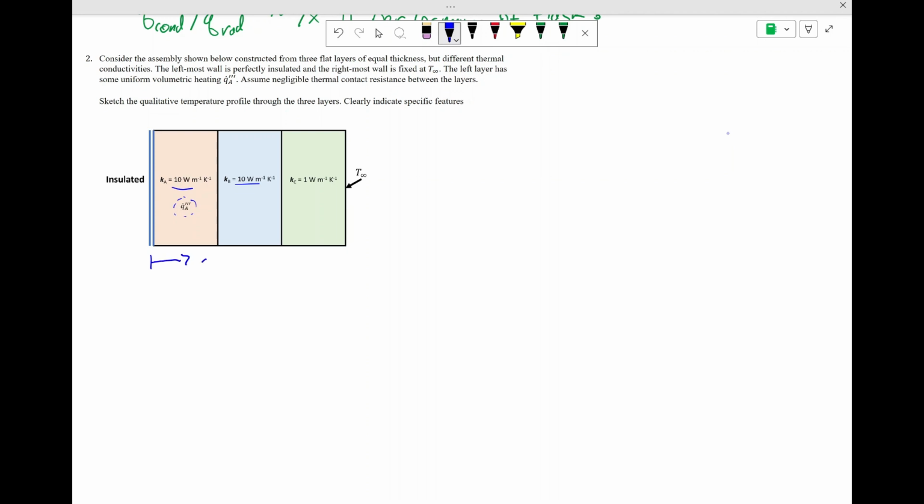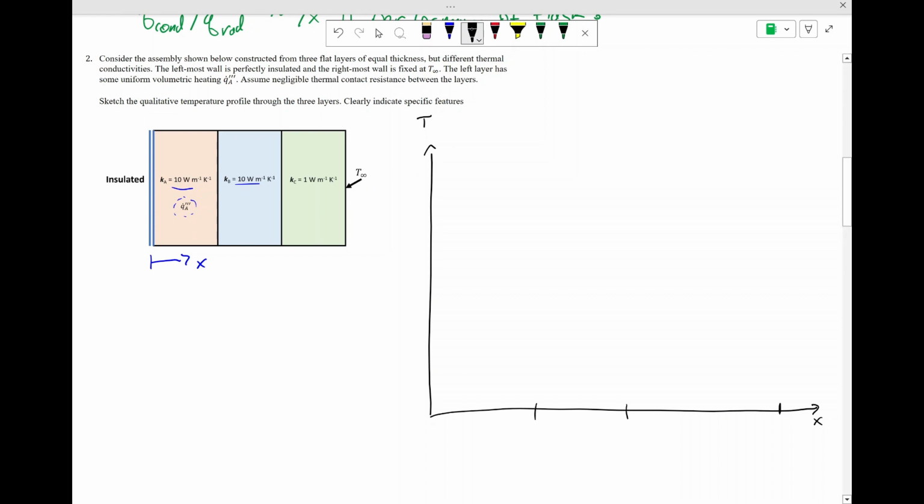So just to indicate here, this is our X direction, going left to right. So let's sketch this out here. We've got temperature on our vertical axis and position on our horizontal axis. So we'll just indicate our various layers. So we've got layer 1, let me make these a little bit more equal in thickness here. So we've got our 3 layers here. So this is A, B, and C.